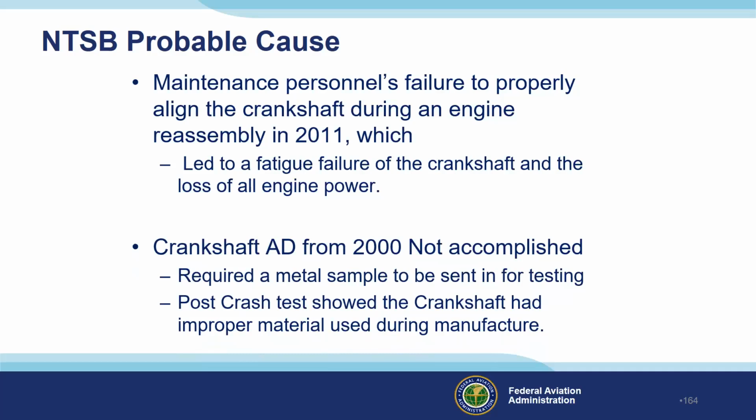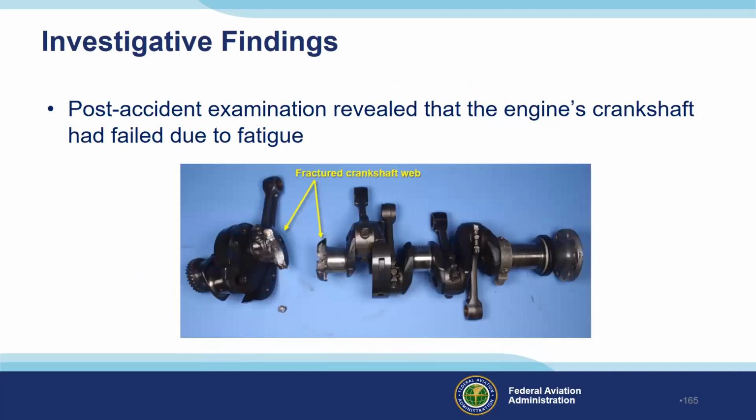Now, when was the date of this accident? 2019. And there was an AD back in 2000 that was not accomplished. That AD required a metal sample to be sent in for testing. And the post-crash testing of the crankshaft showed that it did have improper material used during manufacture. There's the failure.